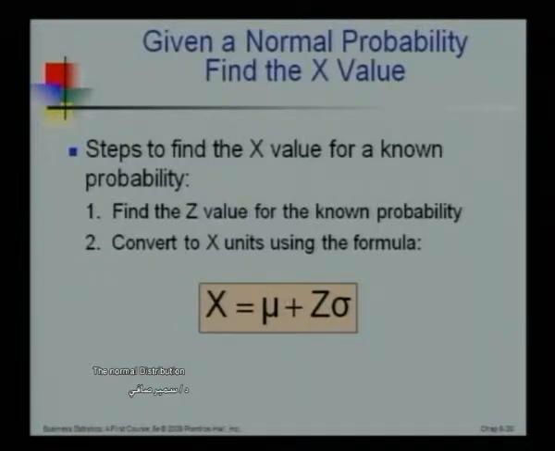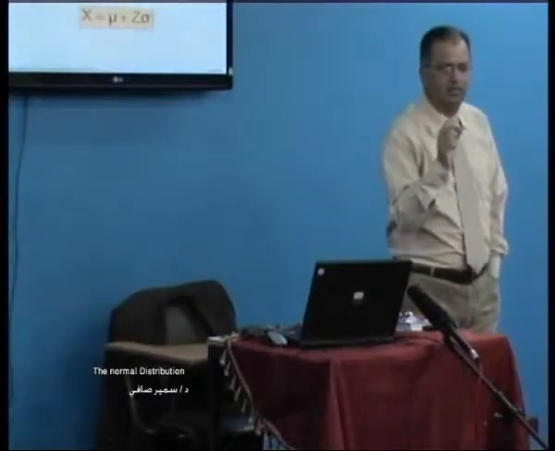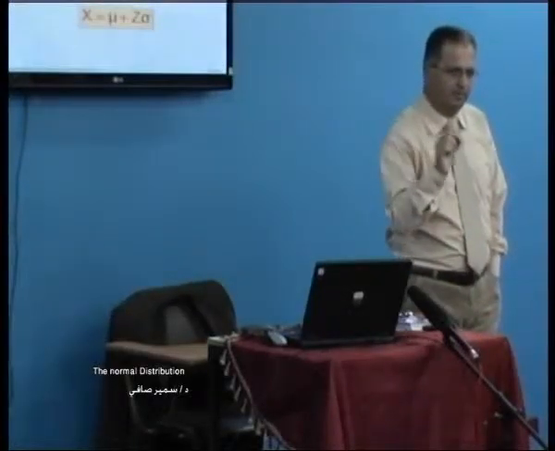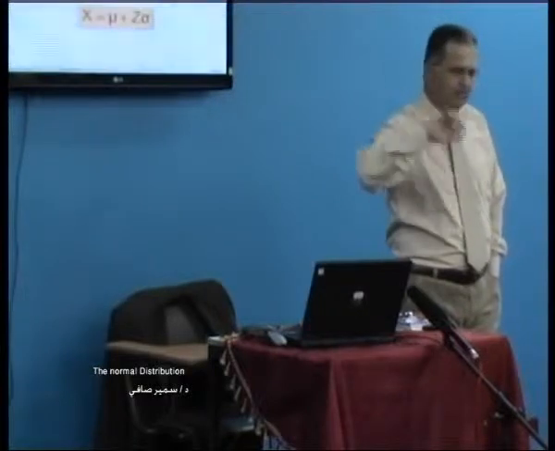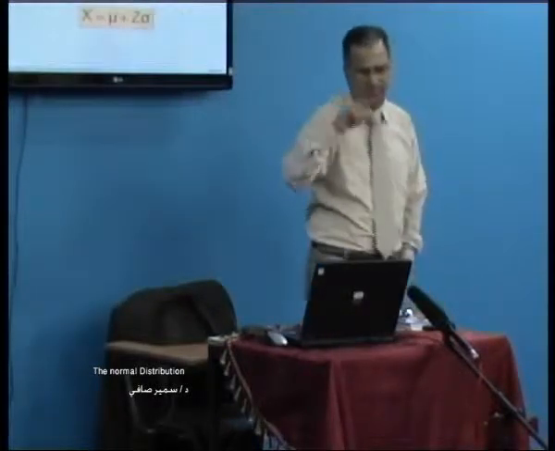Z could be negative, could be positive, depends on the probability you have. If the probability is 0.5 or greater than 0.5, the z-score is positive. But if the z-score is negative, then the probability should be smaller than 0.5. So if the probability given is less than 0.5, then your z-score should be negative. Otherwise, it should be positive. So you have to be careful in this case.